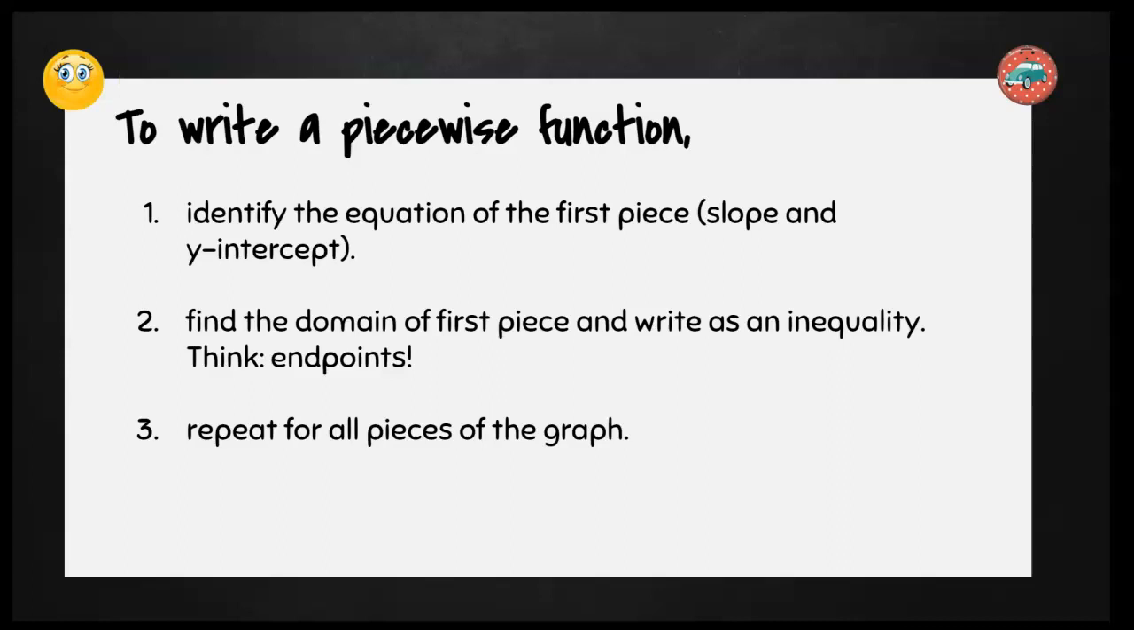So in order to write a piecewise function when you are given a graph, you need to make sure you follow a couple steps. So the first is you want to identify the equation of the first piece, so your slope and your y-intercept. Then you want to find the domain of the first piece and write it as an inequality. And then you're going to repeat these steps for all the pieces that you have in your graph. So let's look at some examples together.